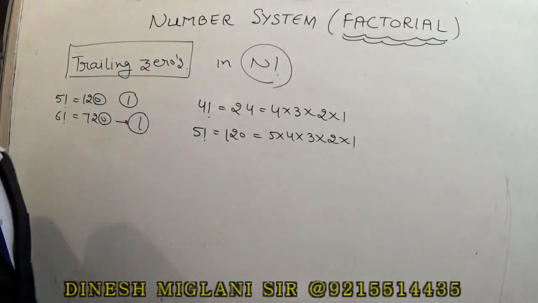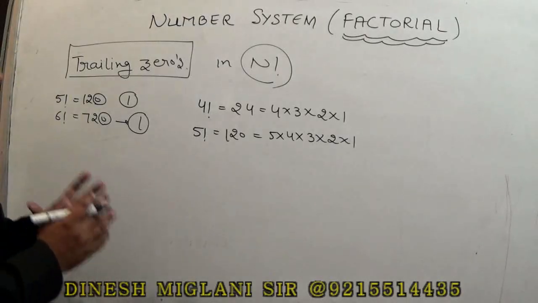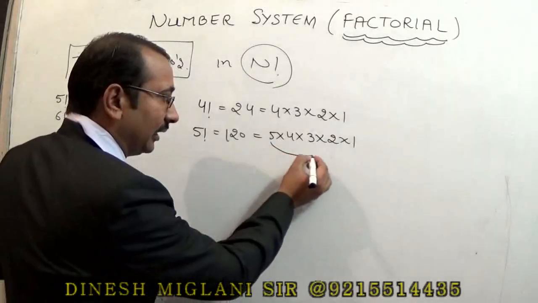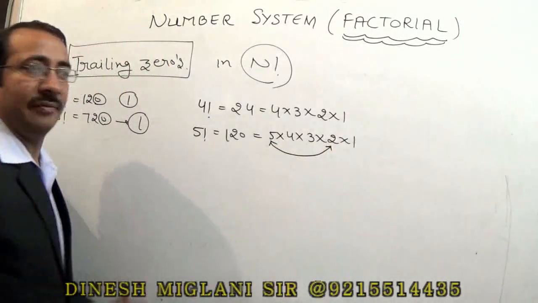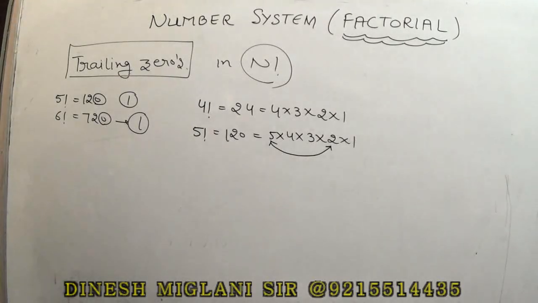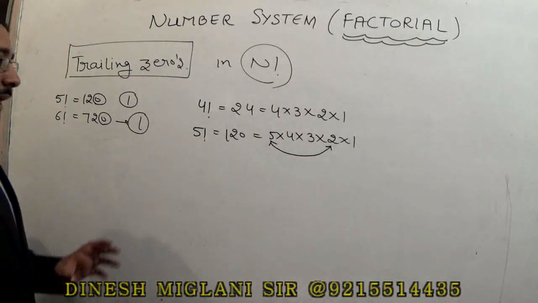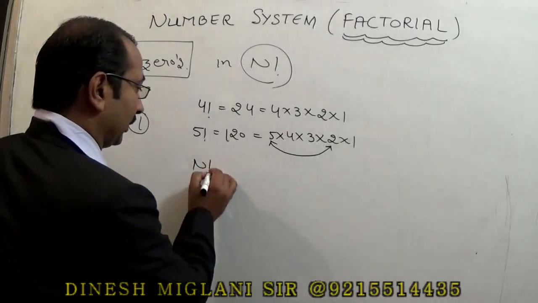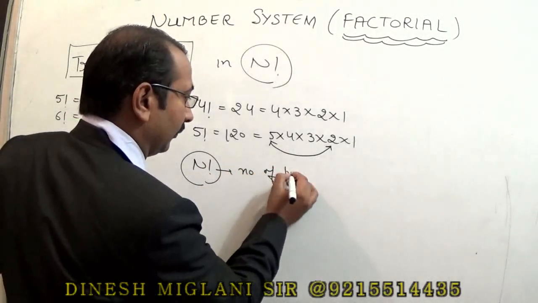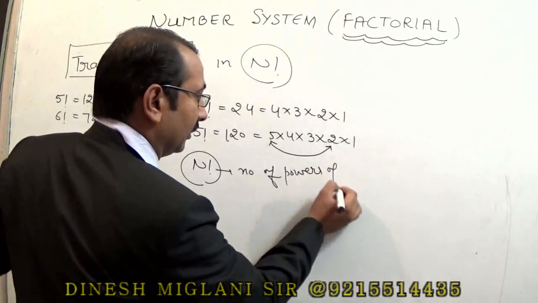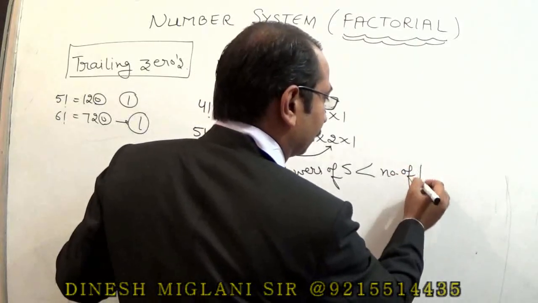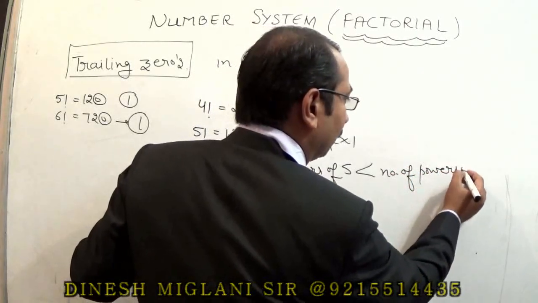So what do you mean by this trailing zero? How it comes? For trailing zero in any number, it can be there when you multiply 5 with an even number. It means when a 5 is multiplied by 2, you get the trailing zeros. And what we can say, in any n factorial, number of powers of 5 is always less than number of powers of 2.